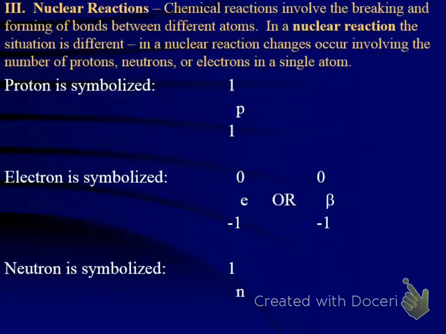And then a neutron is 1 with a 0 on the bottom because there aren't any protons. We'll need these symbols to help balance these.